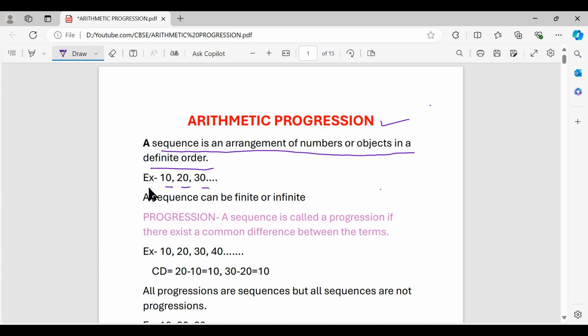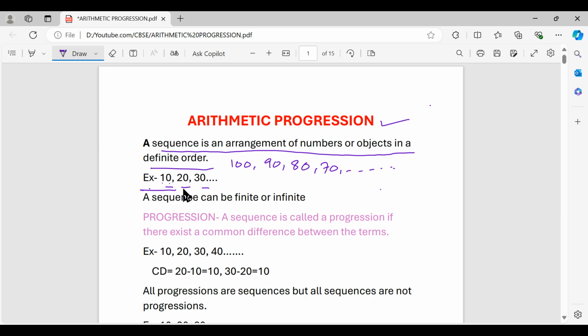So you can see one example here: 10, 20, 30, and which keeps on going. And then we can also have another example as 100, 90, 80, 70, and that also keeps on going. So you can see that this is an increasing sequence and this one is a decreasing sequence. So you can see there is a fixed pattern, or you can say there is some order in this sequence, right? Now a sequence can be finite or infinite.